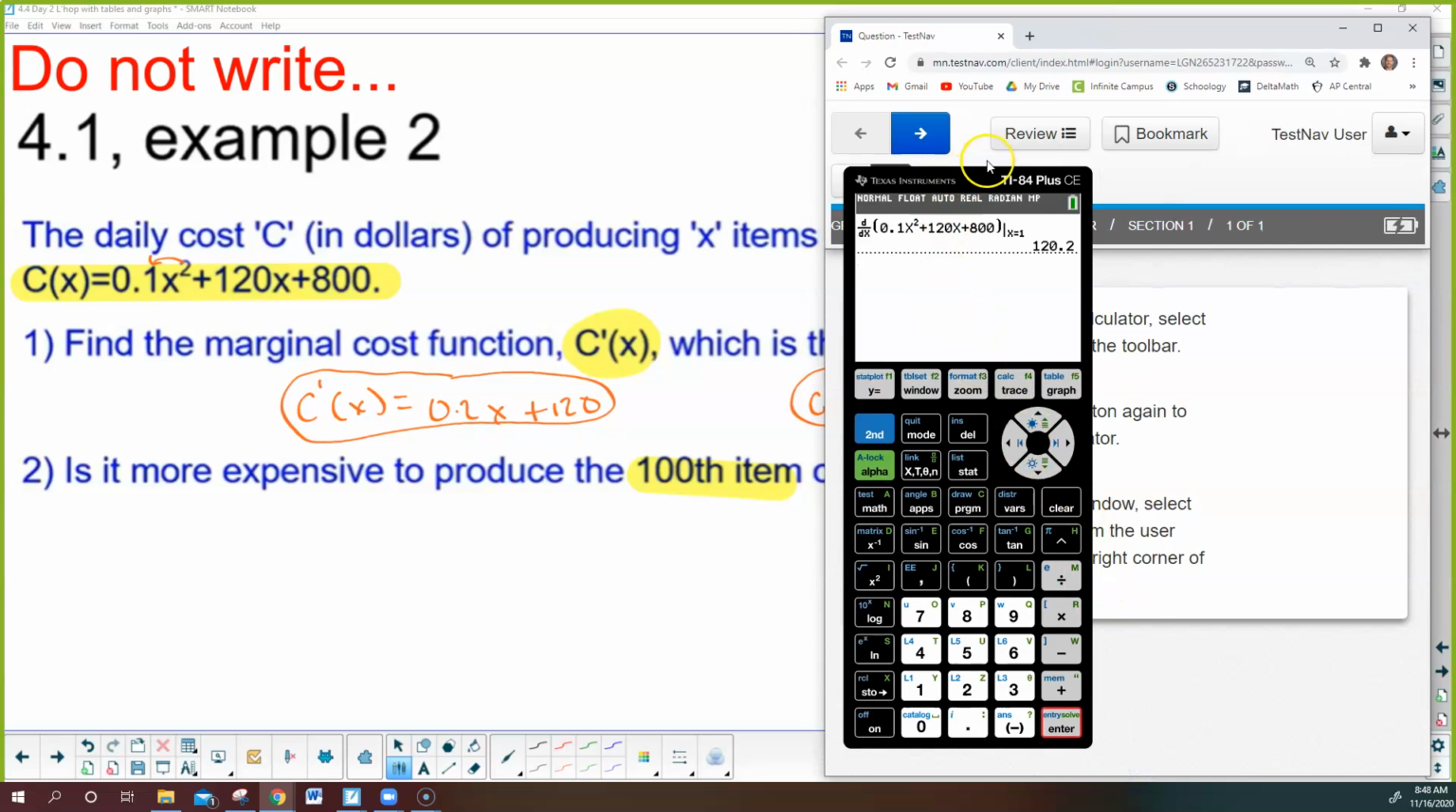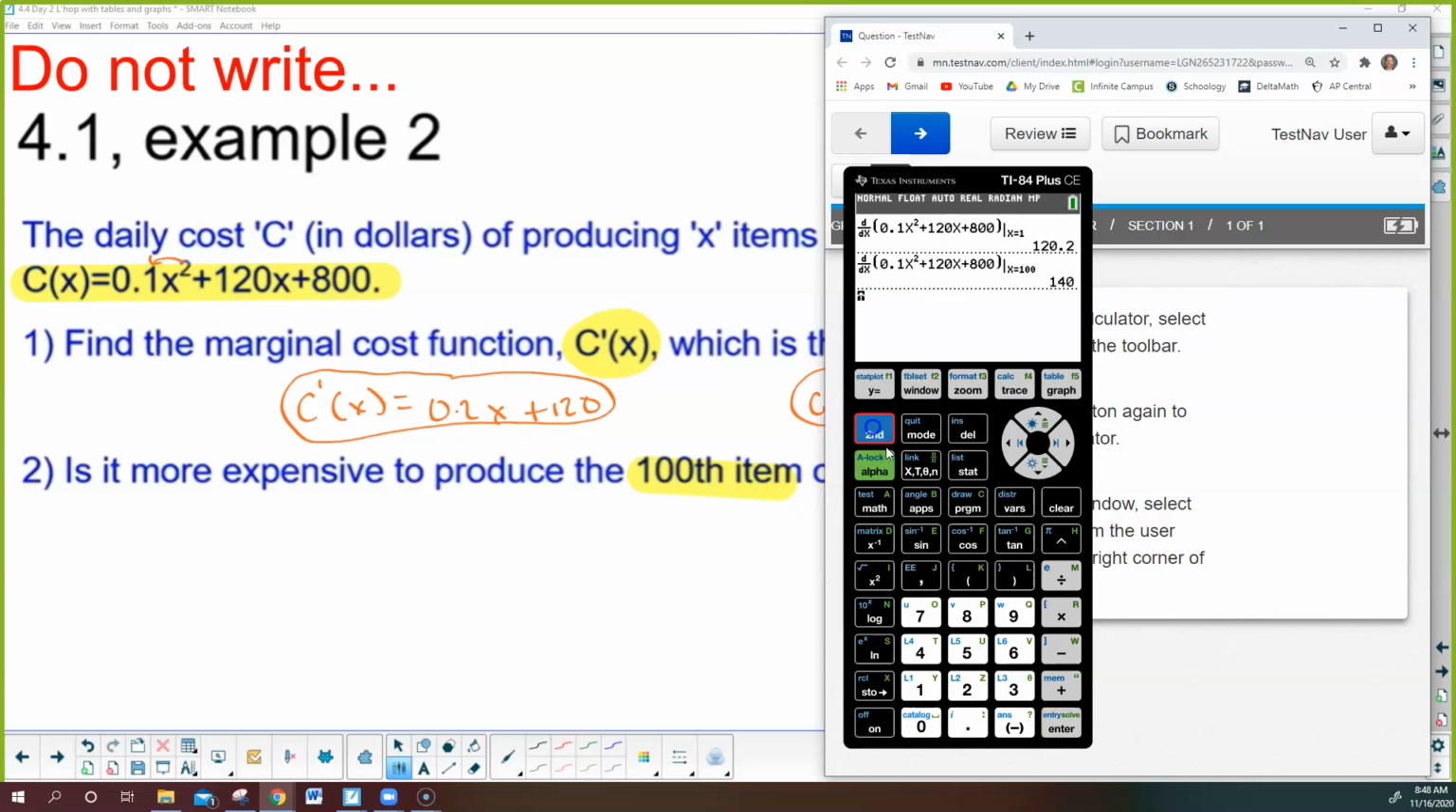Okay, so now here's the nice part. You just typed this in, go second, enter, and it has everything from the line before. And all you have to do now is click over and type in 100. So there you can see it's going to cost $140 for us to produce the 100th item.